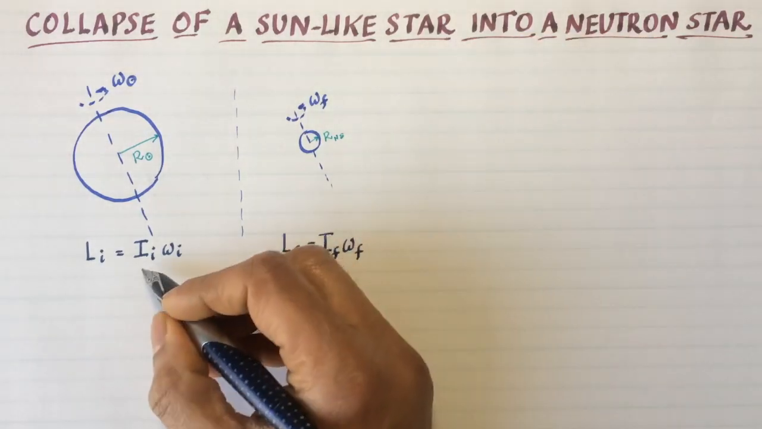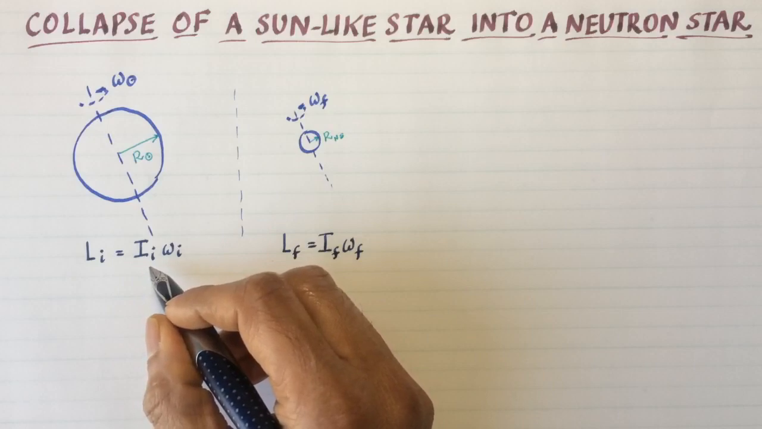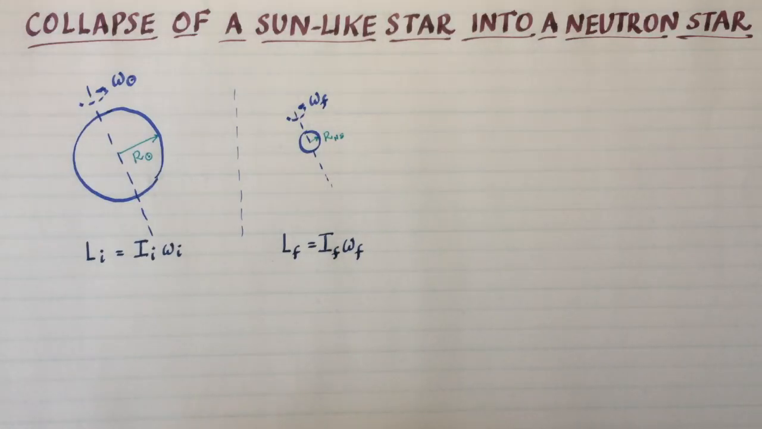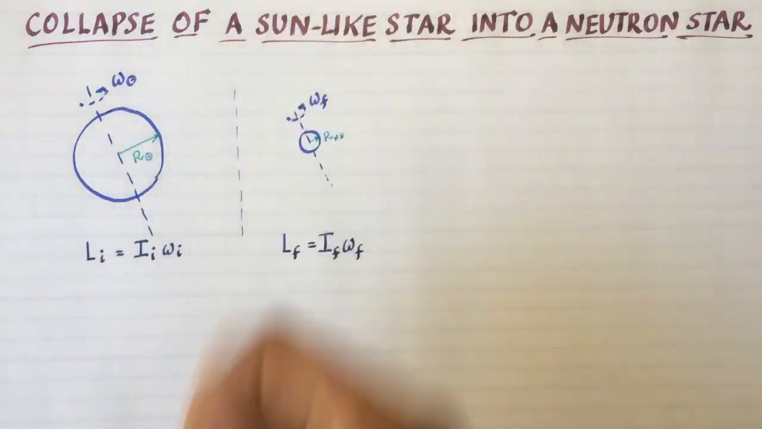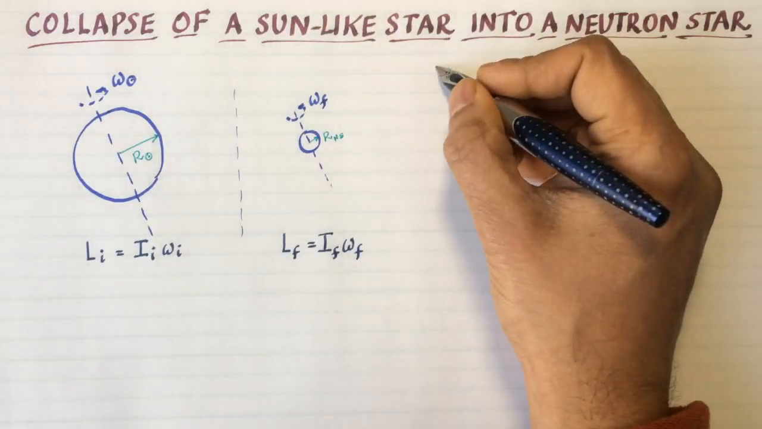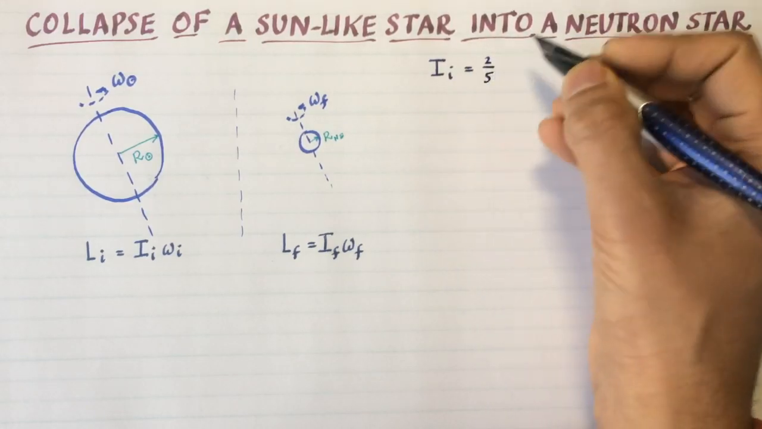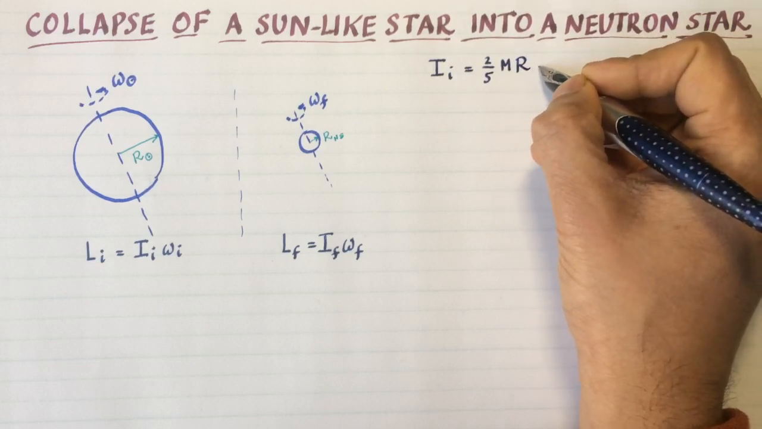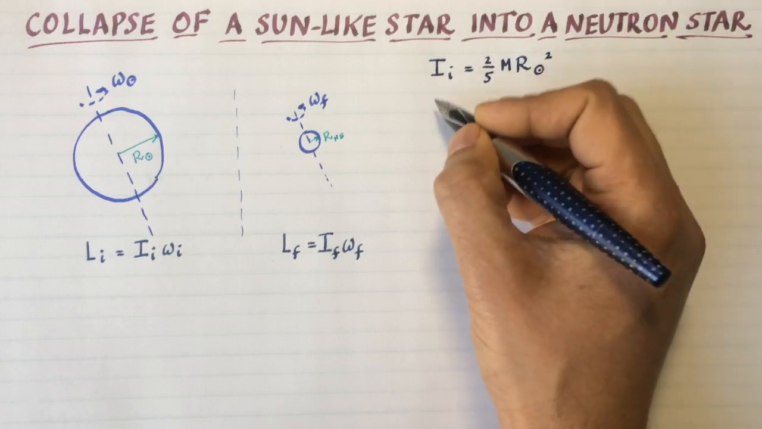The initial angular momentum is I_i, the initial moment of inertia of the star before it collapsed, times its angular velocity, and the final angular momentum is I_f times omega_f. Notice that the direction stays the same because angular momentum is a vector. The initial moment of inertia can be taken to be that of a solid object. There's no reason to get complicated here. So it's a solid sphere of radius R, sun. The symbol for sun is a circle with a dot.